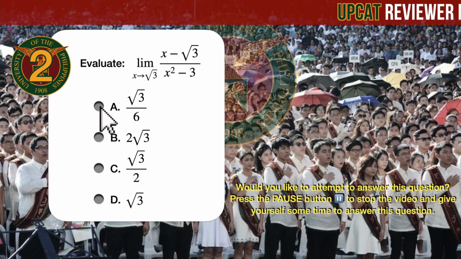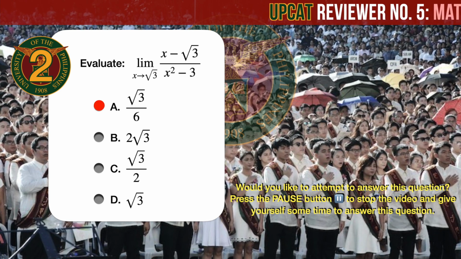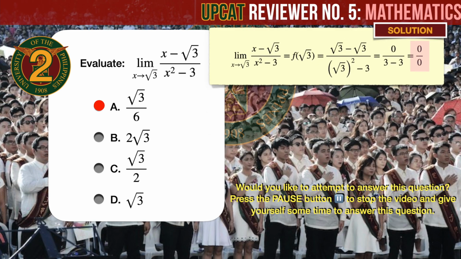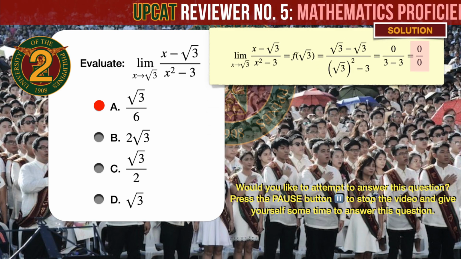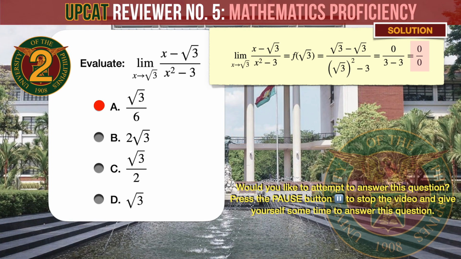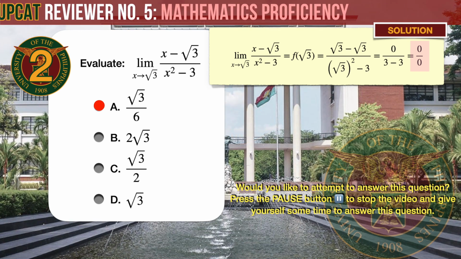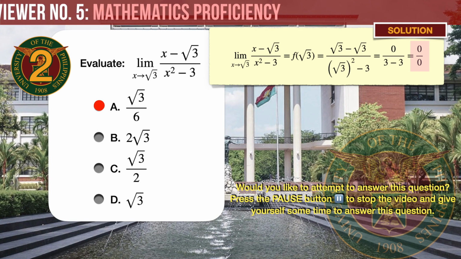The correct answer is A. The square root of 3 over 6. With x being equal to the given limit, which is the square root of 3, we can write the function of x by substituting x with the square root of 3. We'll arrive at 0 over 0 as the answer.